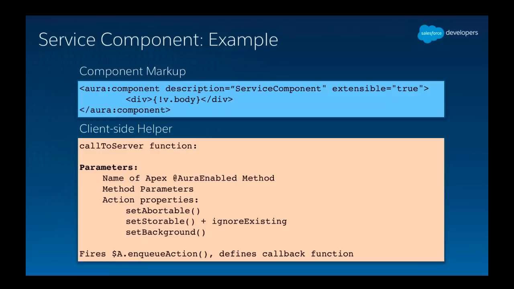You can, for instance, have a function that handles server requests, where you specify an Apex method in the controller, select the parameters to send to that Apex method, and then whether you want to define additional properties for your actions, such as set storable and set background. These will enable you to fine-tune how your components will call to the server, optimizing performance and managing around governor limits.